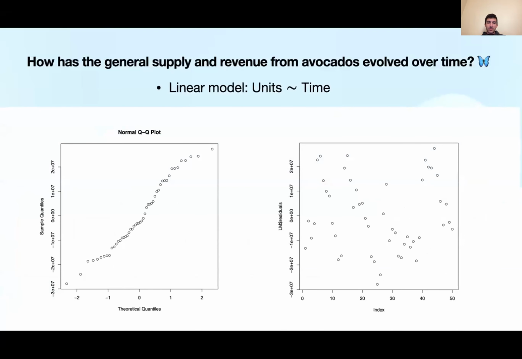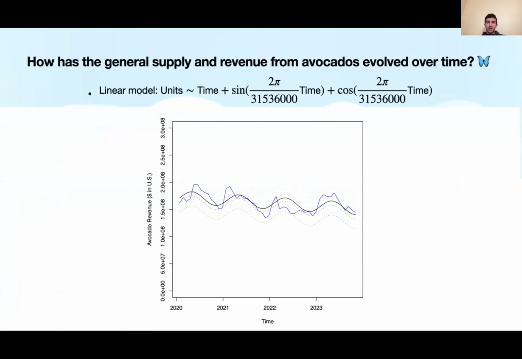The residuals seem normal for this one on the QQ plot, but I decided to take advantage of the periodicity and add a sine curve to this. I wanted to take a phase shift into account, so I added both a sine and a cosine curve. And I'm dividing 2 pi by 31 million because that's the number of seconds in a year. So that gets us a period of 1 year.